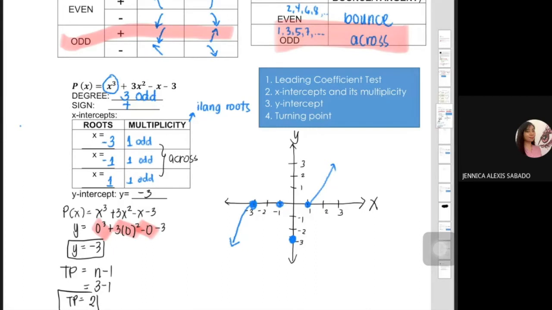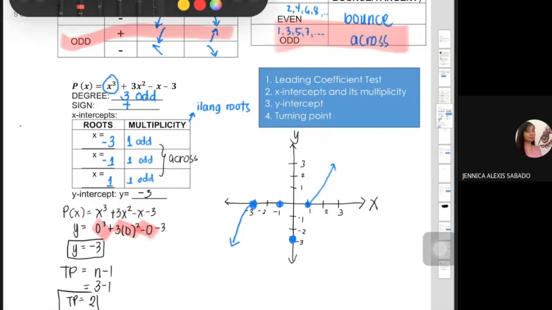Next, Step 2, x-intercepts and its multiplicity. So, dito, nakita nyo, lahat ang lumabas across. So, ma'am, paano po yung across na yan? Ang gagawin lang po natin ay tatawid ang ating mga point. So, patatawirin ko lang muna itong mga point na to.